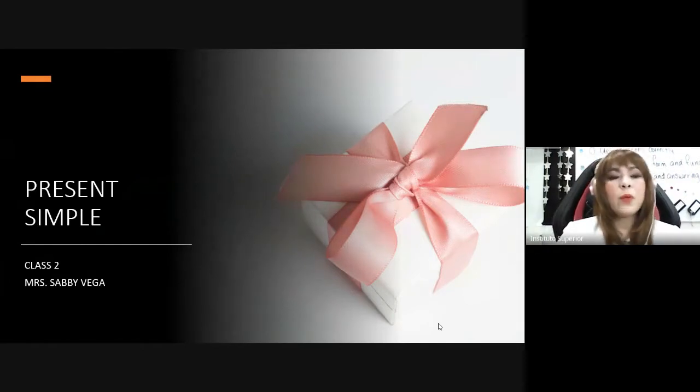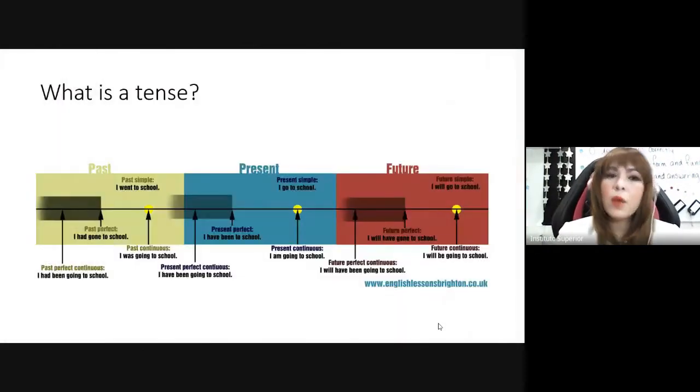Okay, the first thing that we have to take into consideration is, what is a tense? What is a tense in English? A tense shows us when the action is performed. There are different kinds of tenses. We have past tense, present tense, and future.